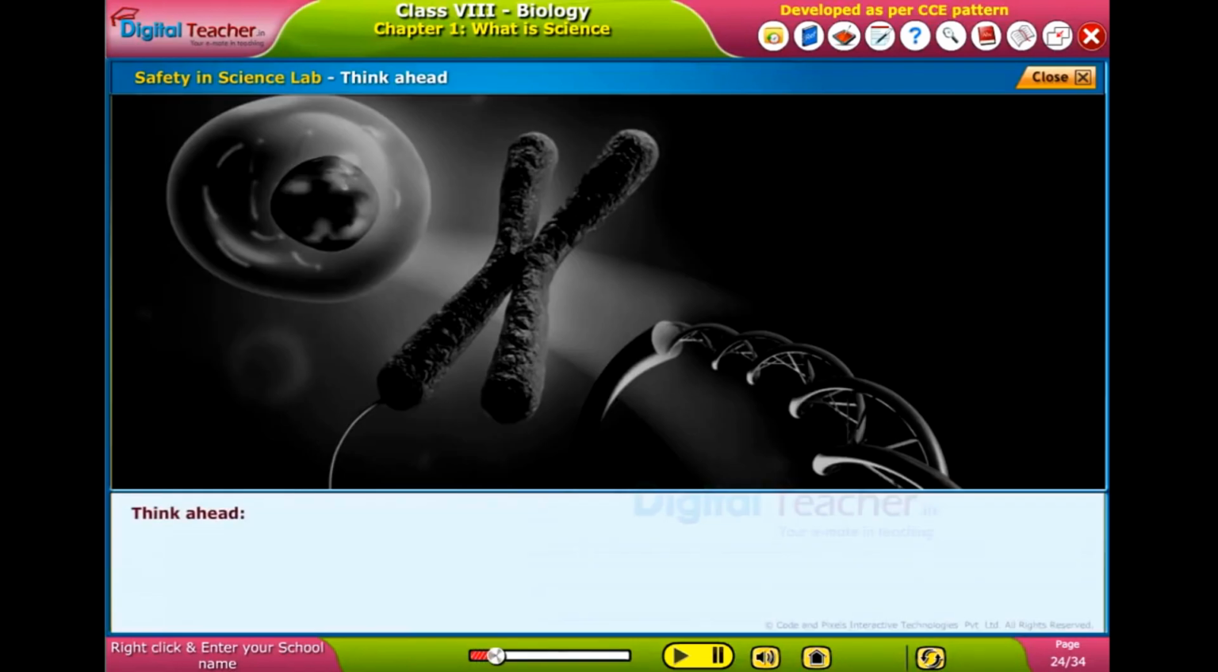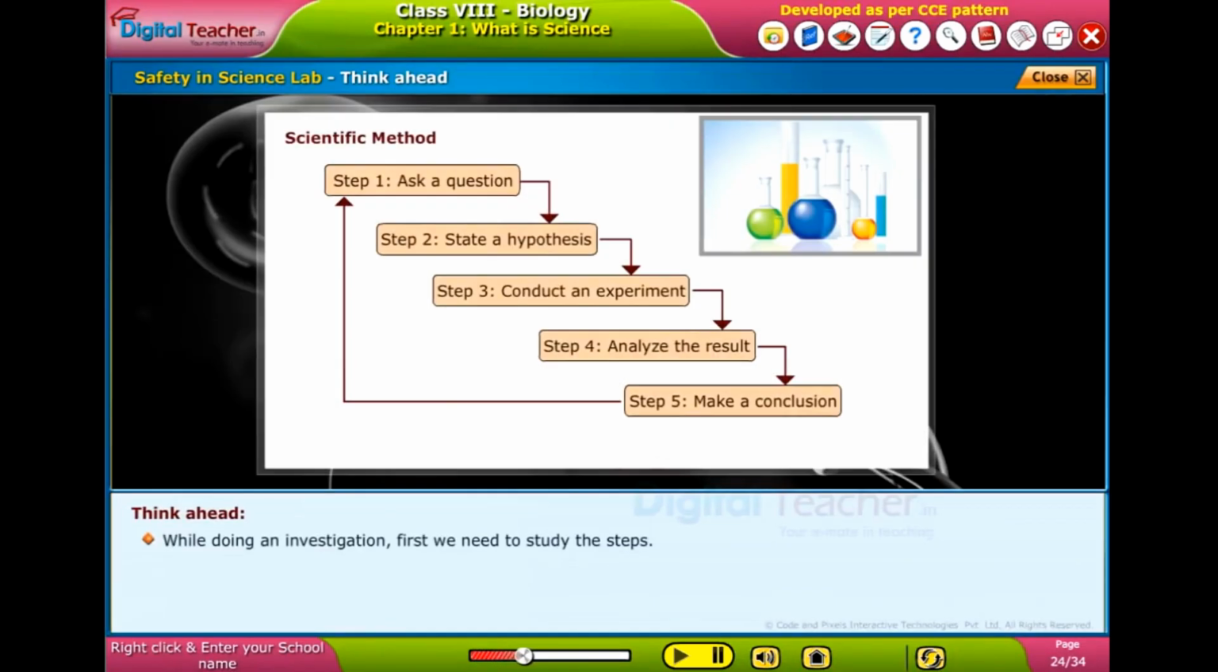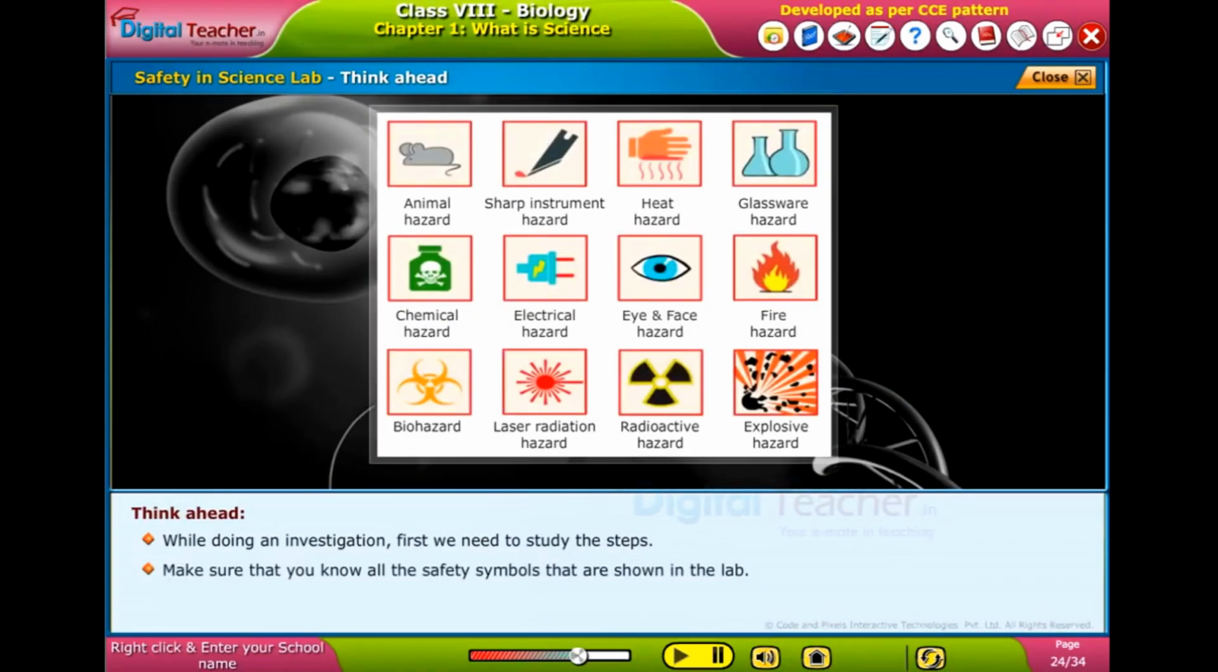Think ahead. While doing an investigation, first we need to study the steps. Make sure that you know all the safety symbols that are shown in the lab.